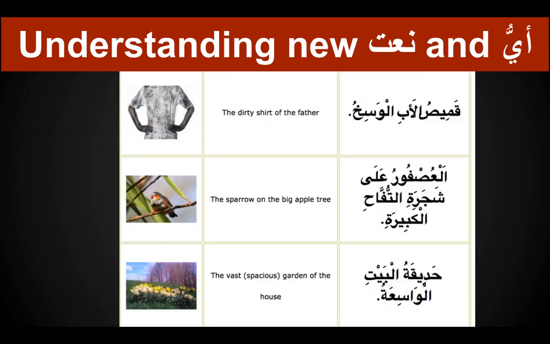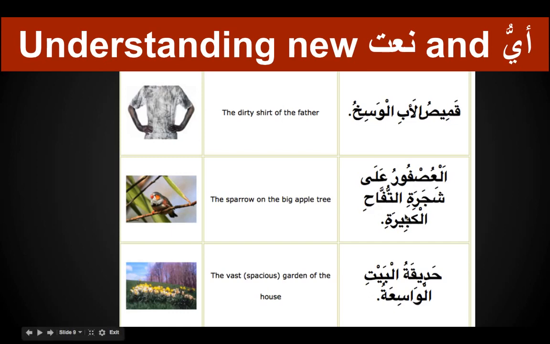Let's do some more examples just to get used to this position of naat and how to translate and relate. Qamisul abi al-wasikhu. Qamis is shirt of my father, but it will say wasikhu is not for qamis, so the dirty shirt of the father.